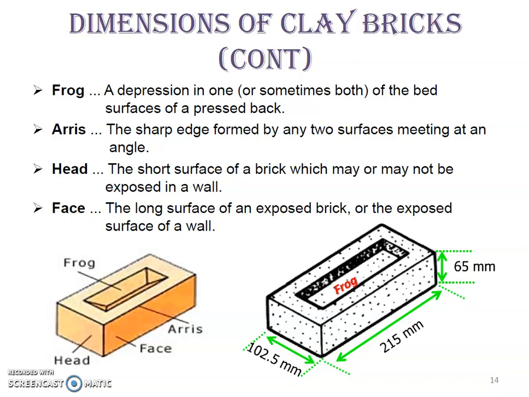Then we have arris. Arris is the sharp edge formed by any two surfaces meeting at an angle. So the line here is the arris. Then we have head. Head is the short surface of the brick. However, face is the longer surface of the brick.